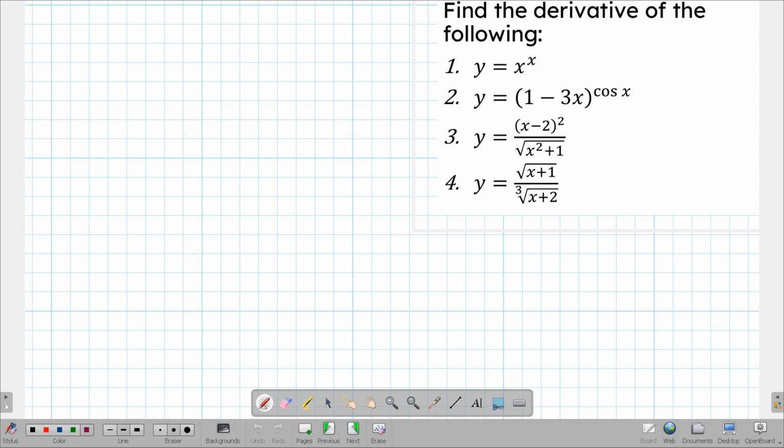So in number 1, we have y is equal to x raised to x. For us to bring this down, we're going to have ln y is equal to ln of x raised to x. So we apply logarithm on both sides. We cannot just apply logarithm on one side. We apply logarithm on both sides. With this, following now the rules of logarithms, this becomes x ln x. So there you go.